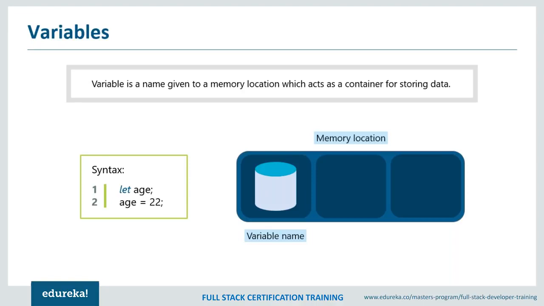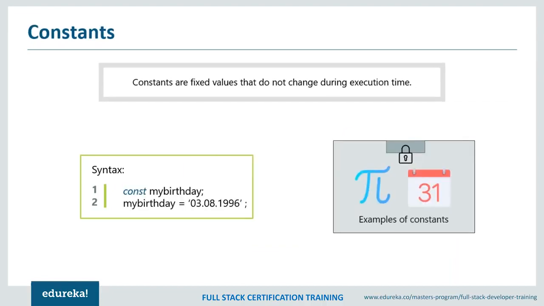What's happening here is a temporary memory location is assigned to the name variable, and this name variable is going to contain a value which is Edureka. Now let's perform this practically so that you understand it better. But first, constants.